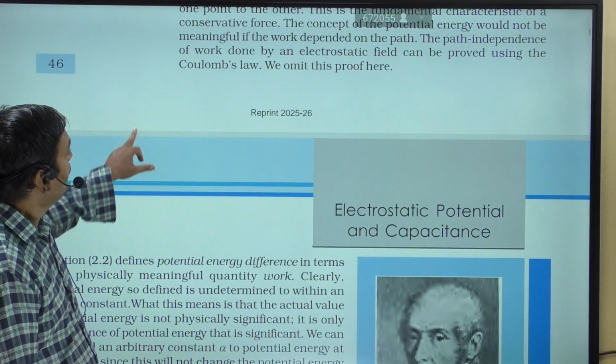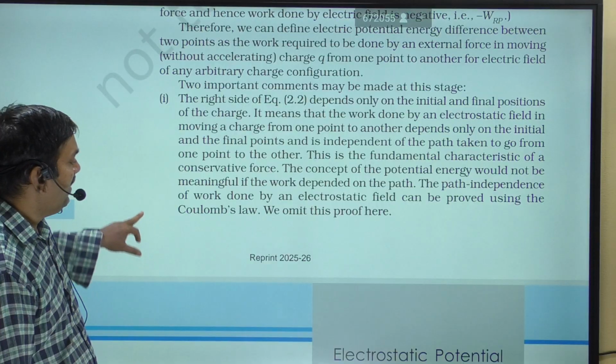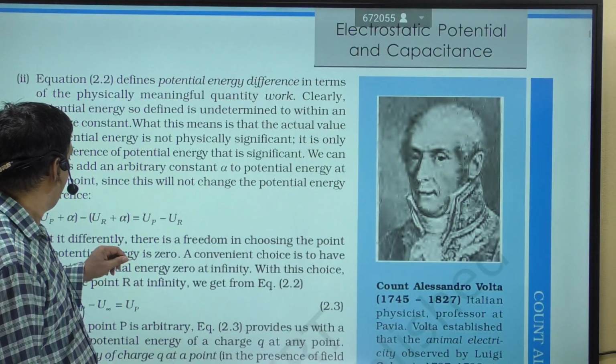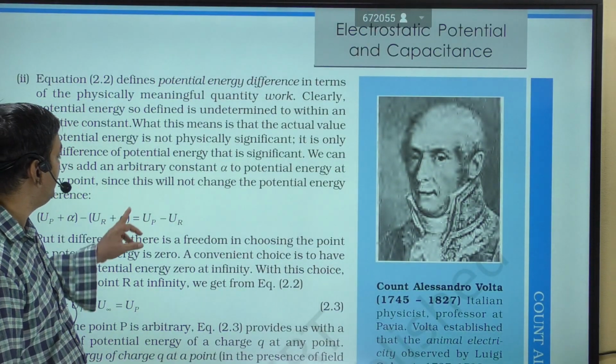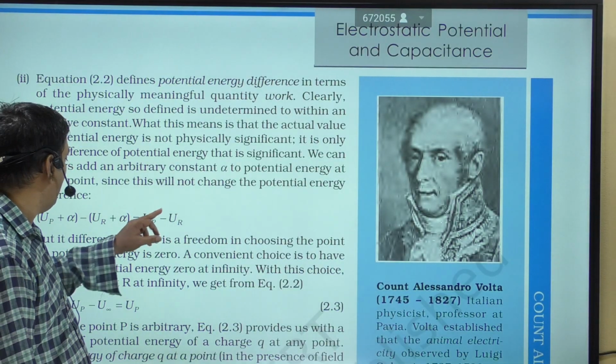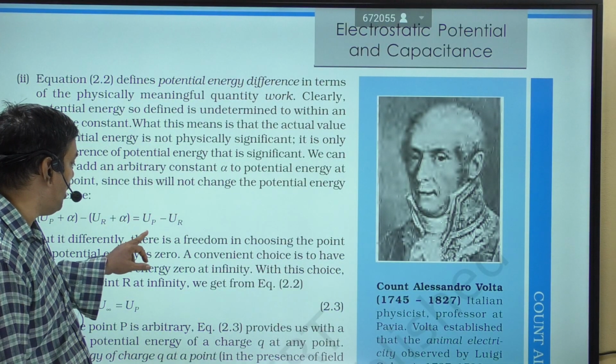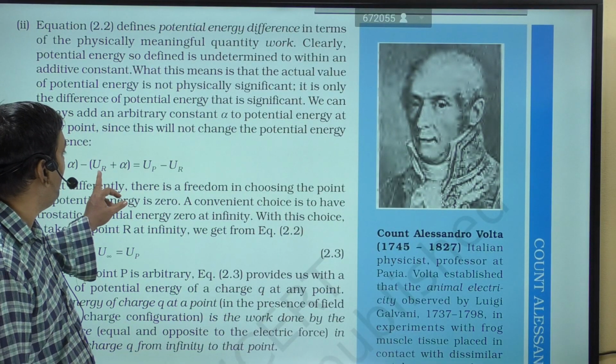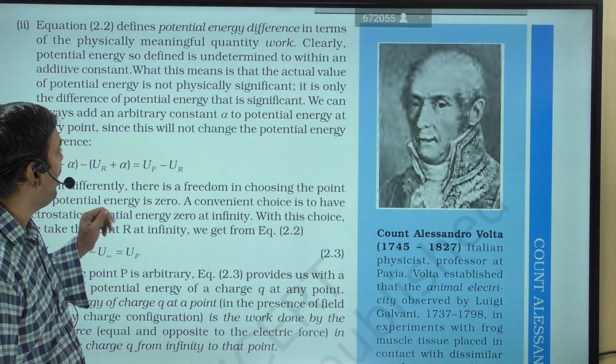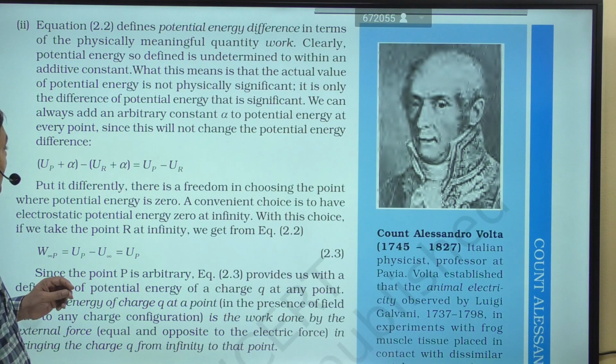Now this is what... Fine. Now let us go to the, yeah. Now this is not required at the moment. Anyway, we'll see later what is UP plus alpha minus UR plus alpha. Just we are taking one more reference with respect to alpha. We take that upper and lower limits, right?